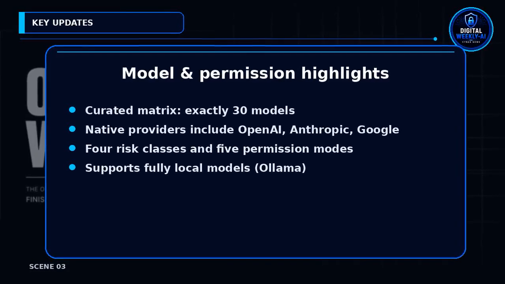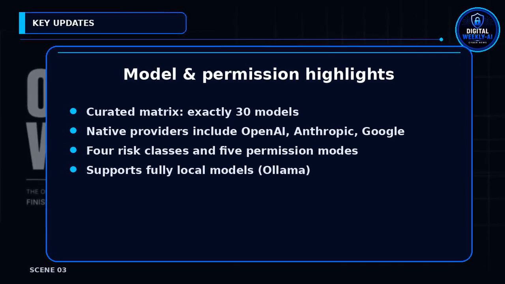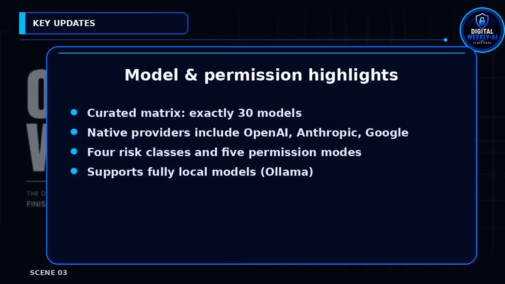OpenWorker ships a curated model matrix with exactly 30 entries. It lists native providers such as OpenAI, Anthropic, and Google, and named models in the matrix. It also supports open-weight providers and fully local runs via services like Together AI and Ollama. Tool calls are classified into 4 risk classes: read, write local, exec, and external. 5 permission modes control approvals from discuss to auto.